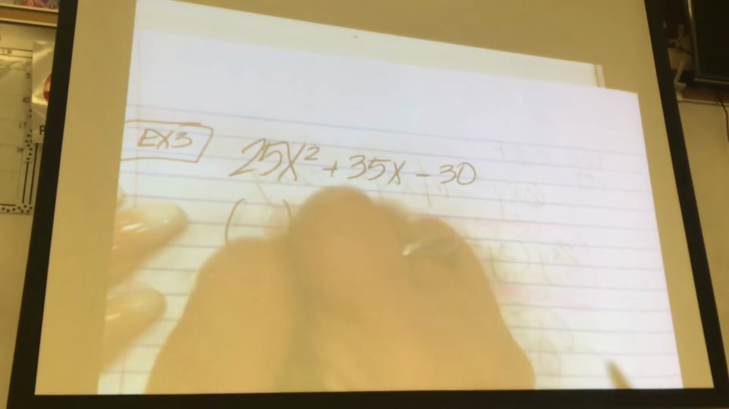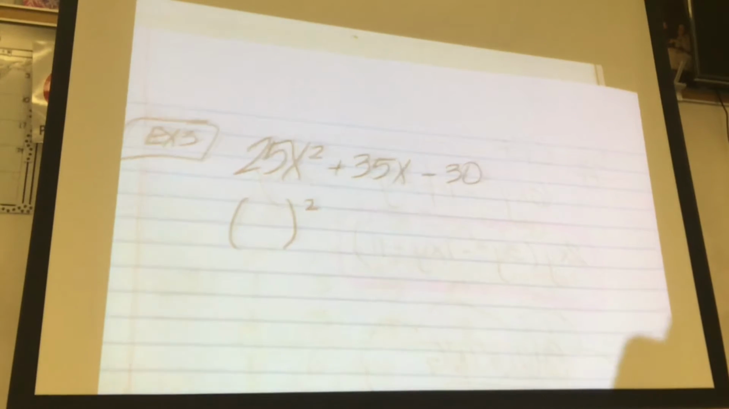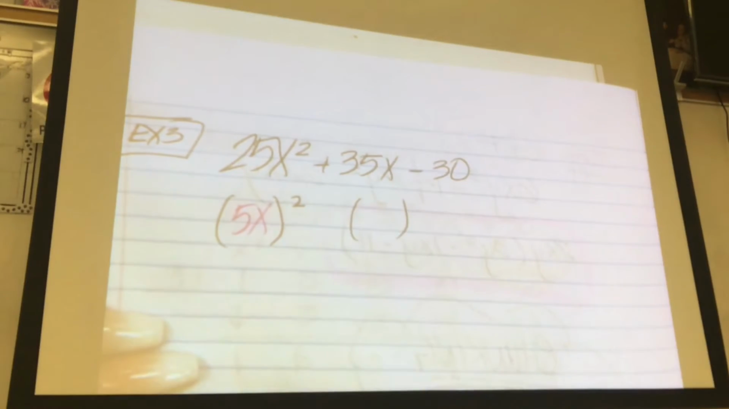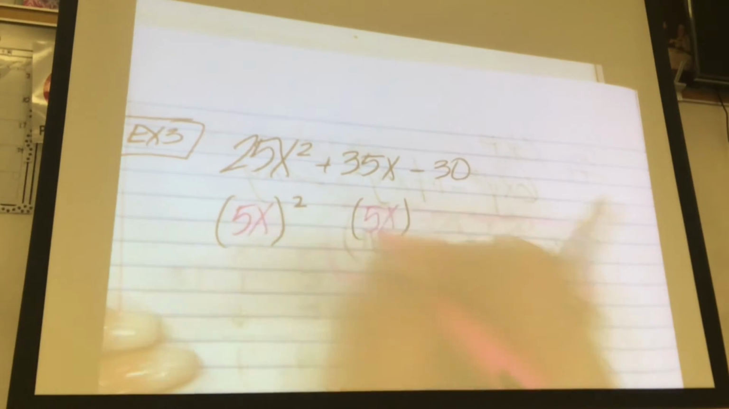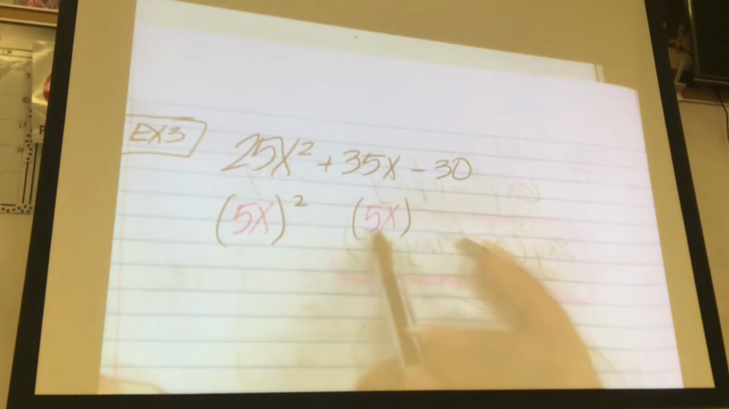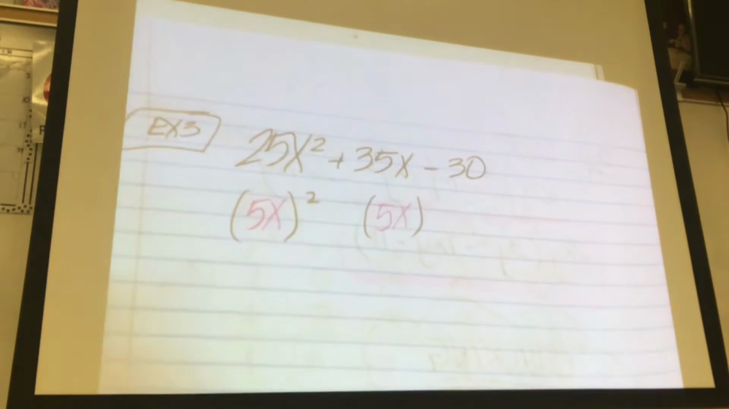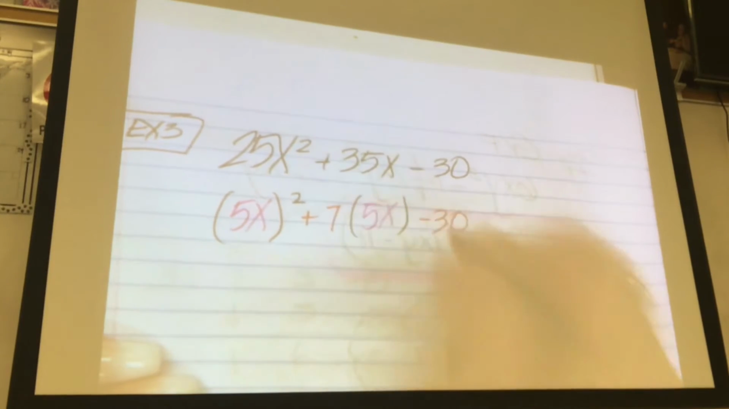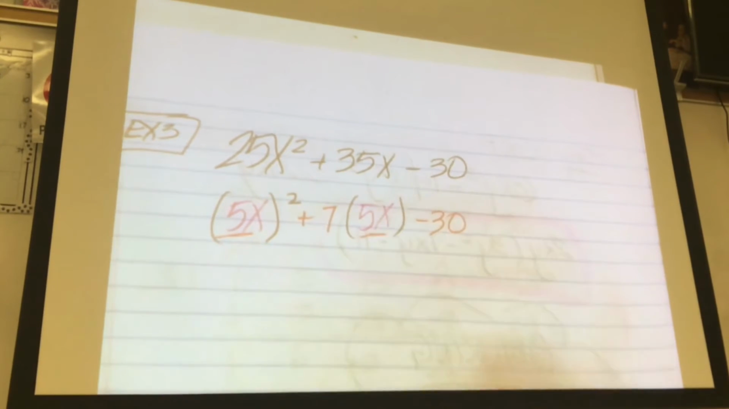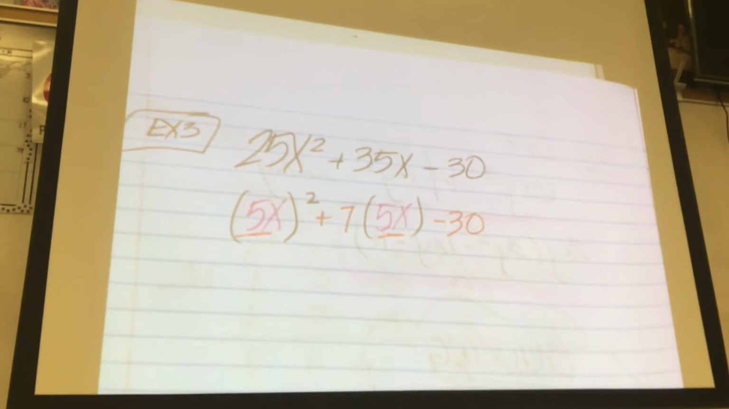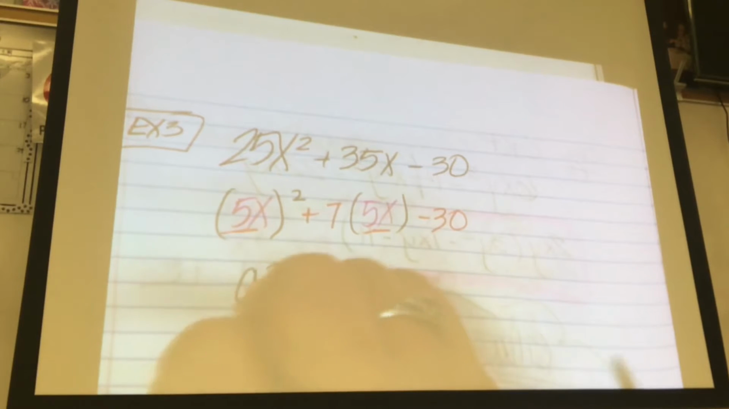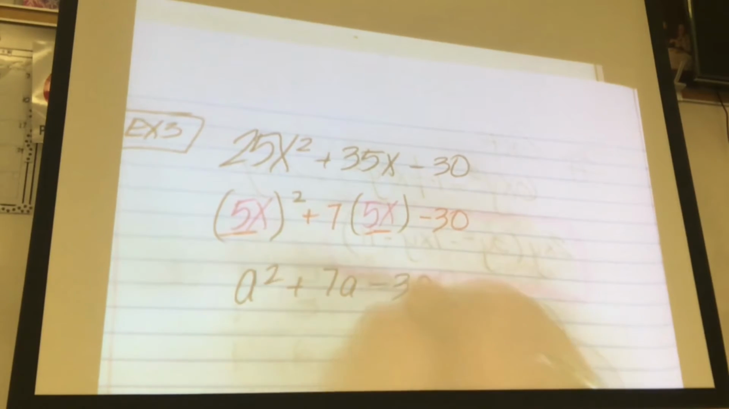Is there a number that multiplies to get me 25x squared? What is that? 5x. Very good. So that's my 5x. Copy down that same 5x right here. So what number times 5x gives me 35x? 7. So put a plus and a 7 minus 30. But instead of 5x, can I use an easier letter? Let's use a. So instead of 5x squared, what should I write? A squared plus 7a minus 30.